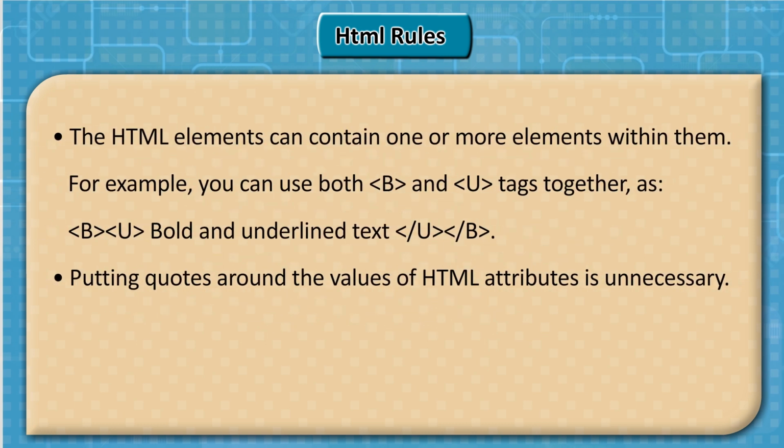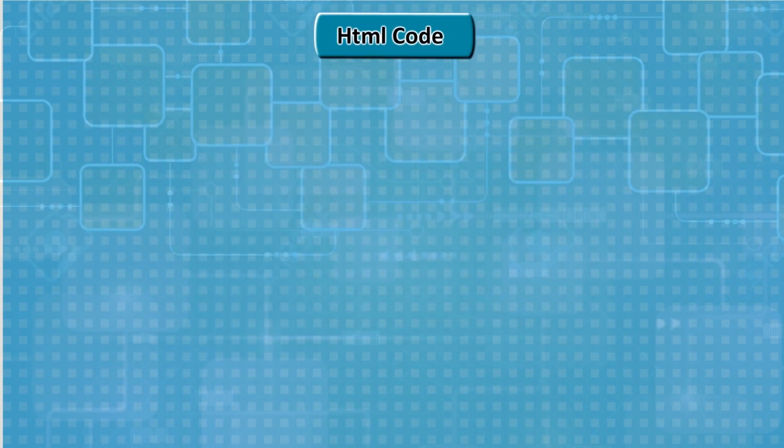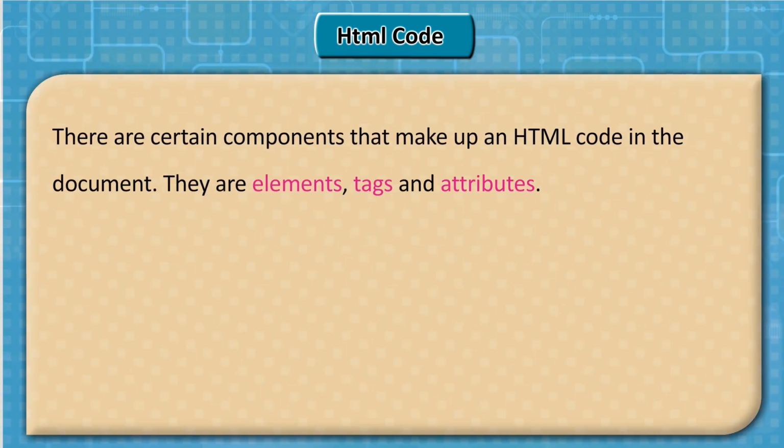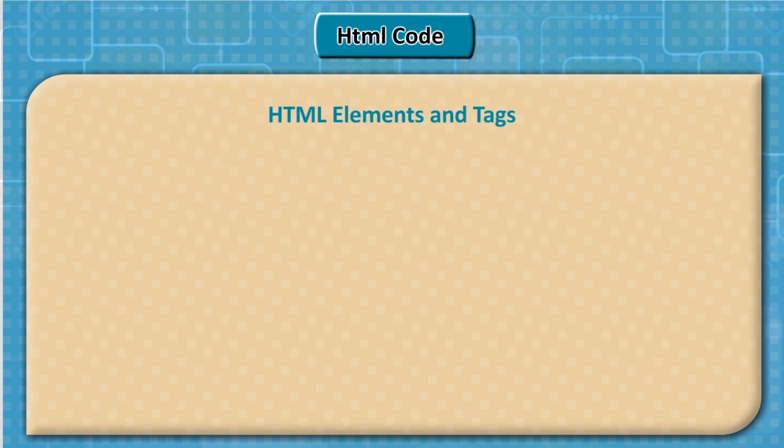The HTML elements can contain one or more elements within them. For example, you can use both B and U tags together, as <b><u>bold and underline text</u></b>. Putting quotes around the values of HTML attributes is unnecessary. HTML code. There are certain components that make up an HTML code in the document. They are elements, tags and attributes.